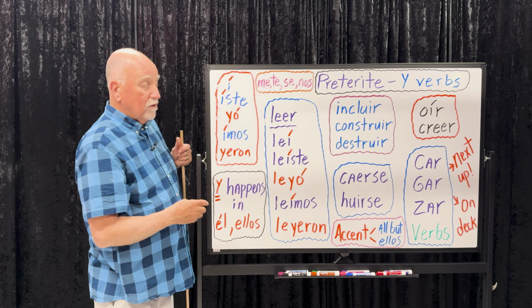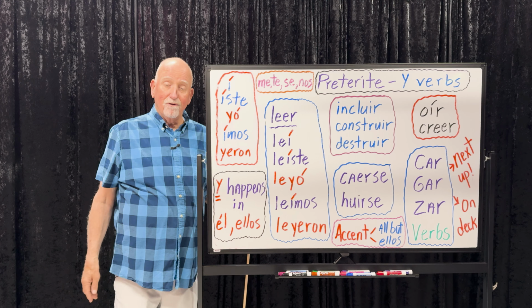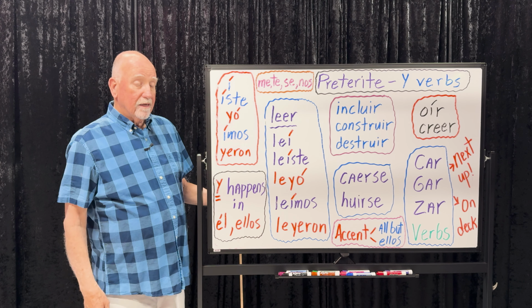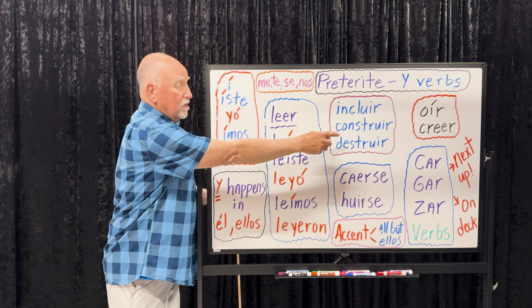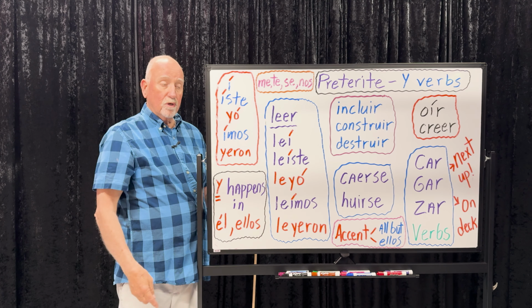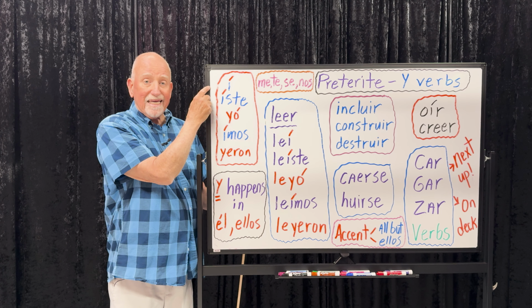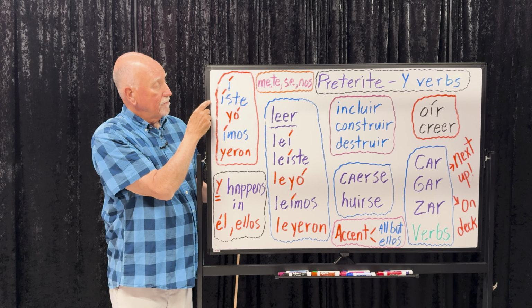Construí, I built. Construiste, you built. She built, construyó. They built, construyeron. Let's get destructive right now. Destruir. The stem, destru. This is inclu, constru, destru. Here we go. Destruí, I destroyed.